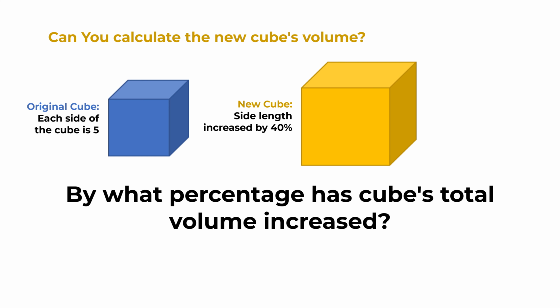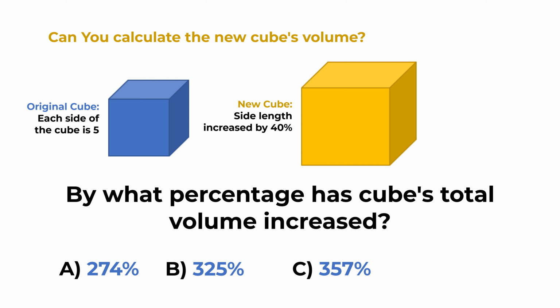You're presented with 4 different choices. Choice A, 274%. Choice B, 325%. Choice C, 357%. And choice D, 379%. Do you see the answer?